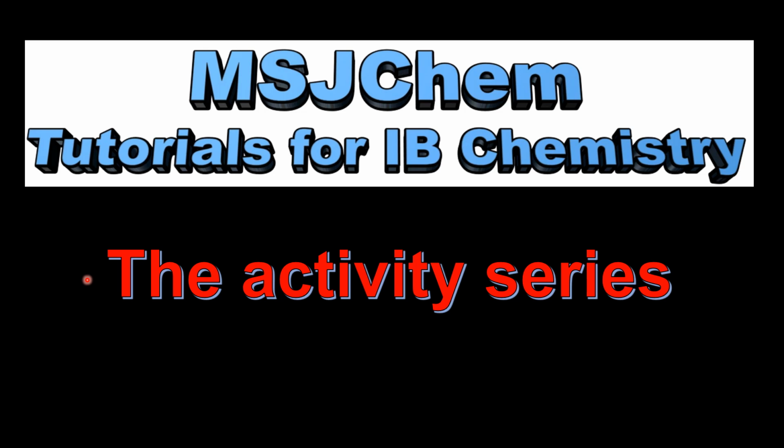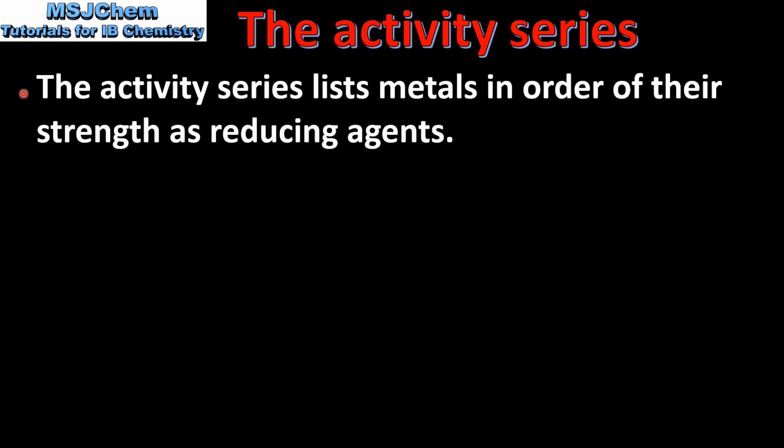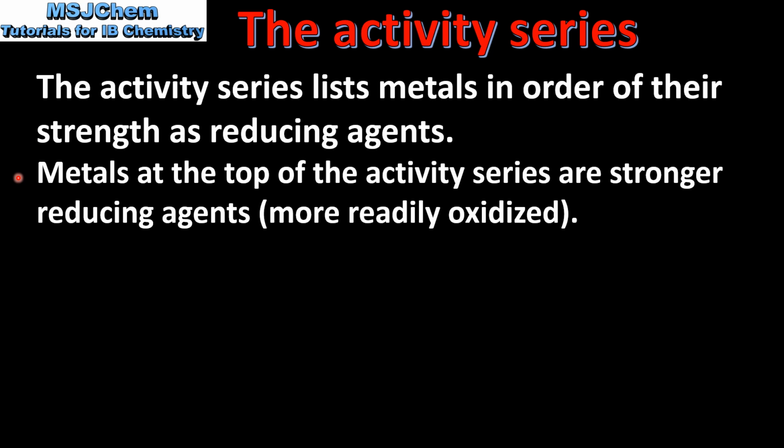This is MSJ Chem. In this video, I'll be looking at the activity series. The activity series lists metals in order of their strength as reducing agents. Metals at the top of the activity series are stronger reducing agents. They are more readily oxidized. This means they have a greater tendency to lose electrons.